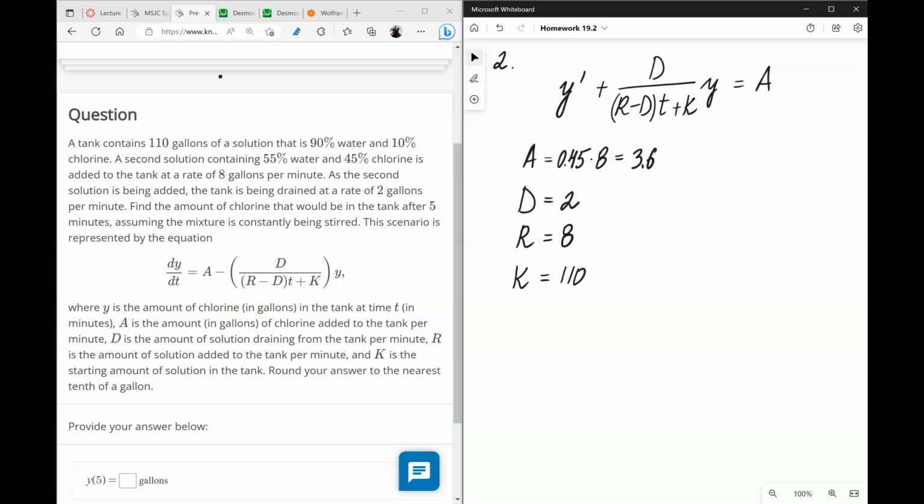I feel like something is missing here. We never use the fact that there is 10% chlorine. Oh no, we do have this. So Y of 0, the amount of chlorine in the tank, is 10% of 110 gallons. So it's 0.1 times 110 is 11 gallons of chlorine.